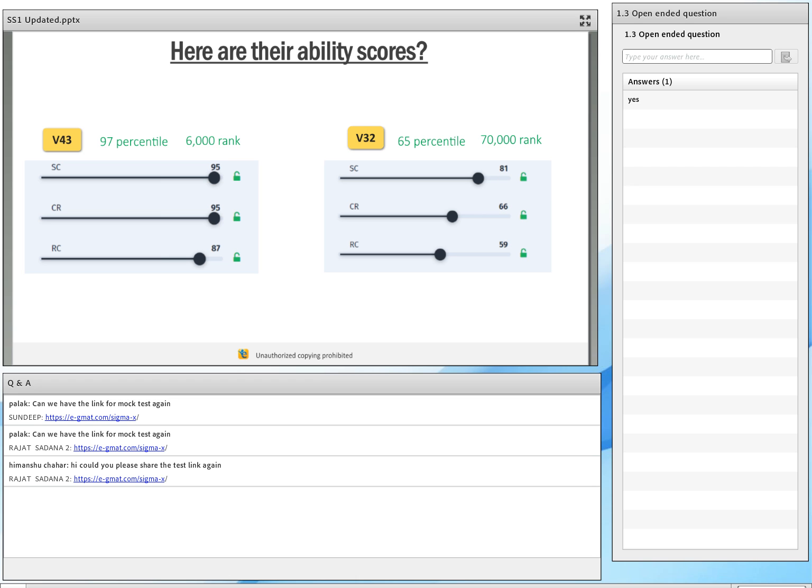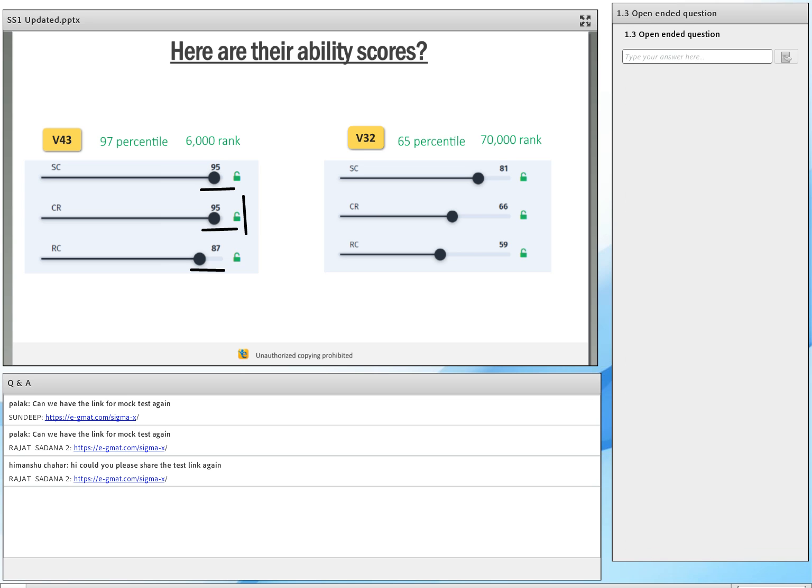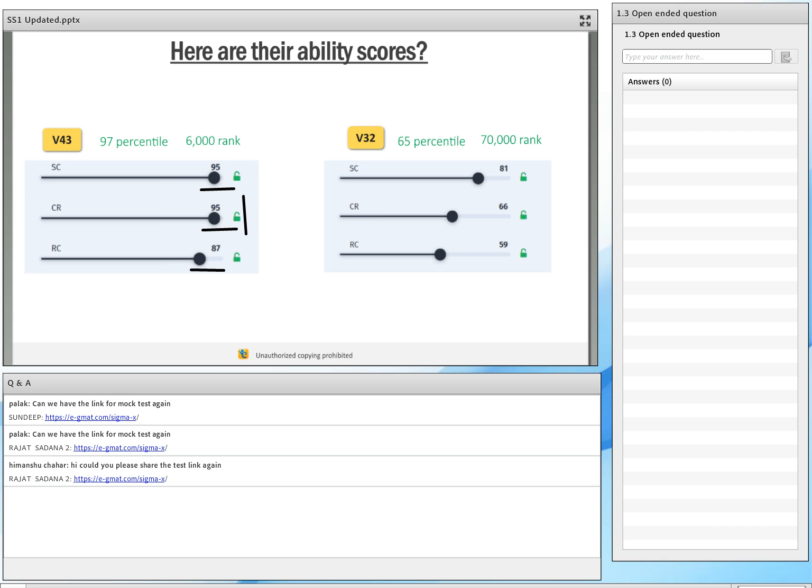And what the GMAT found as it measured those ability scores internally is that student 1 had 95th percentile ability in SC, 95th in CR, and 87th in RC. Student 2 had these abilities, and based on these measures of individual ability, the test gave a verbal score to this particular student. Now, when you look at these students through the lens of ability, do they look different or very different? They're very, very different.